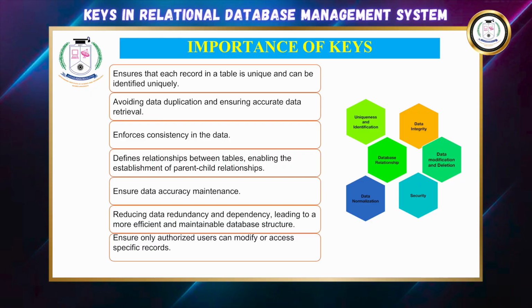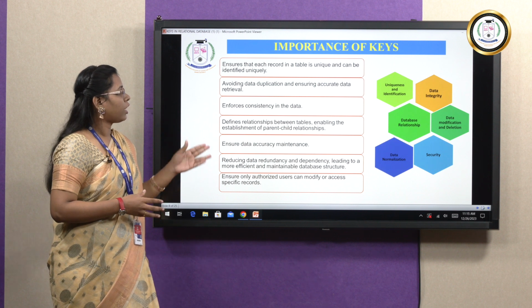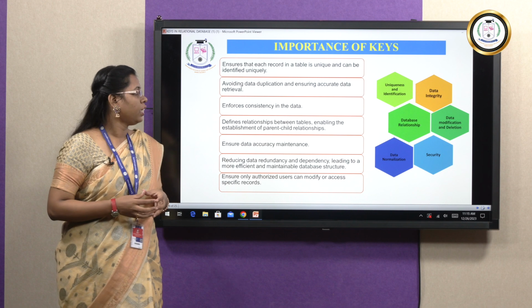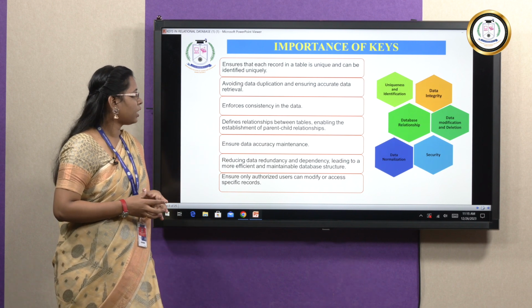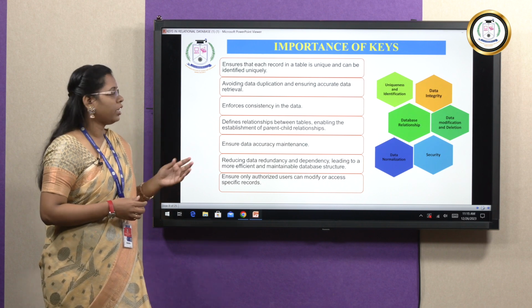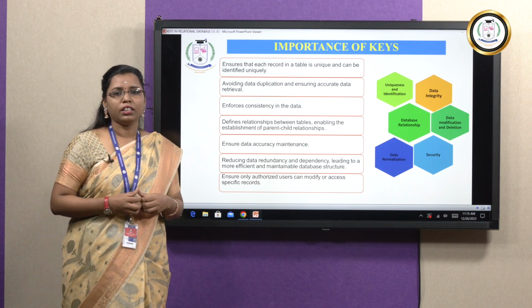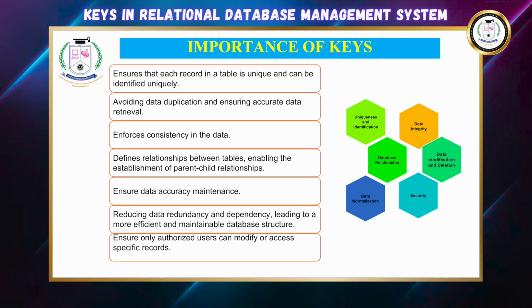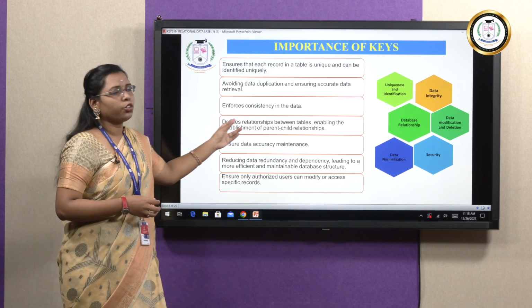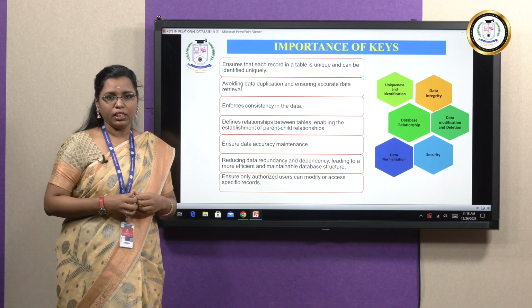And these are all the importance of keys. The first one is uniqueness and identification. Here, each record in the table must be unique and easily identified. The next one is data integrity. It avoids duplication of the data and ensures the retrieval of the data. The next one is data modification and deletion. If the user is updating, modifying or deleting, we need to enforce consistency in the data.